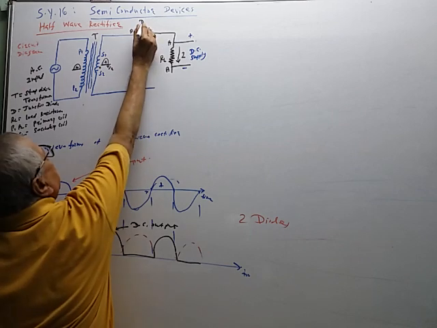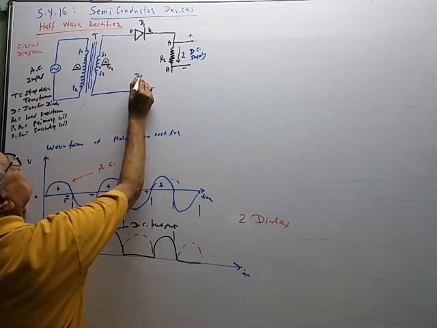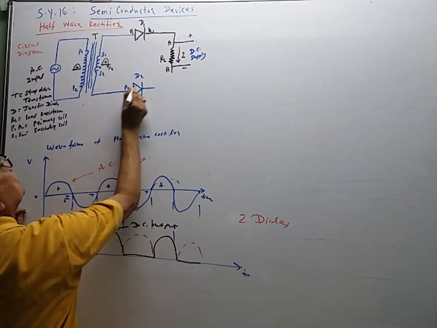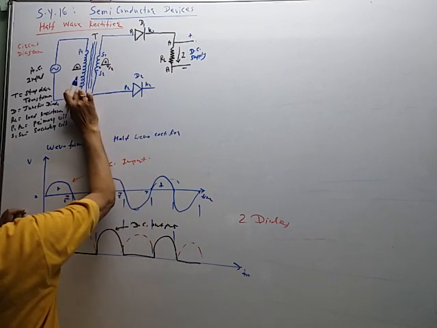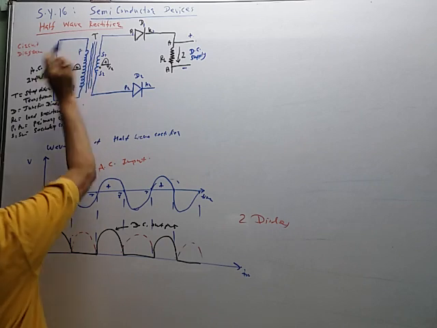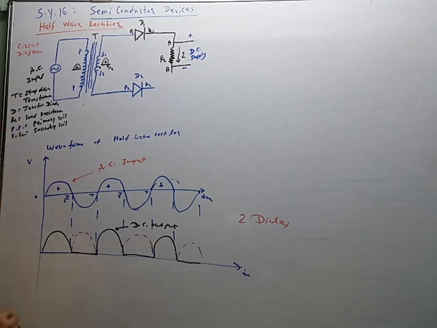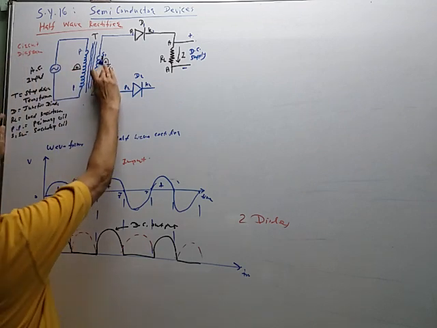So this is diode D1, this is diode D2, this is anode P1, cathode K1, this is anode P2, cathode K2, and therefore these are simply denoted by PP. So PP is a primary coil.